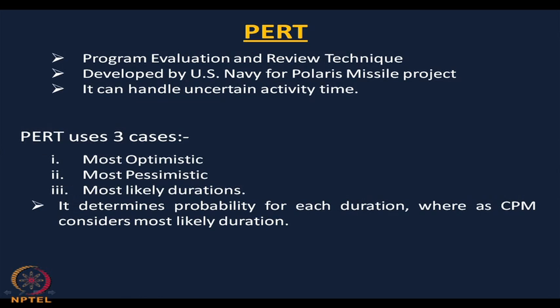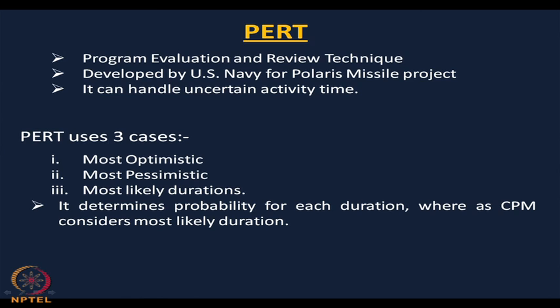For that, today we will start the next one, that is PERT, program evaluation review technique. This program evaluation review technique was developed by US Navy for Polaris missile project. For this project it was developed, and it can handle the uncertain activity time. Basically, PERT uses three concepts, three cases: the most optimistic, the most pessimistic, and most likely duration. Please note this one: most optimistic, most pessimistic, and most likely duration.